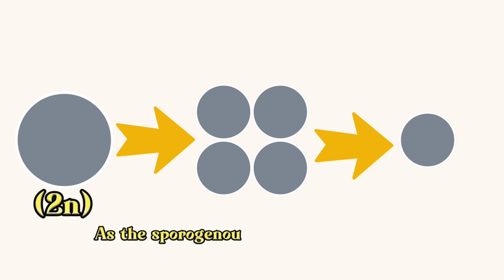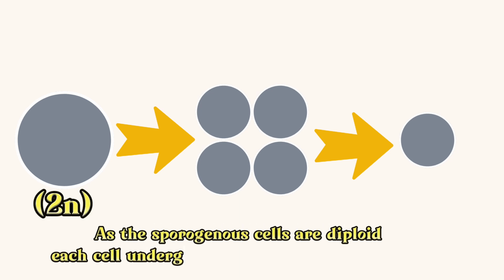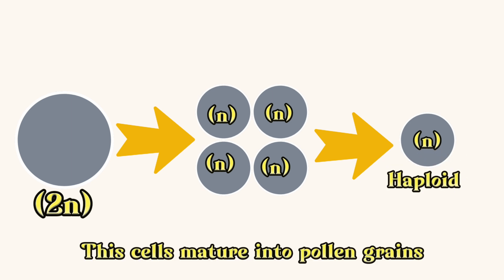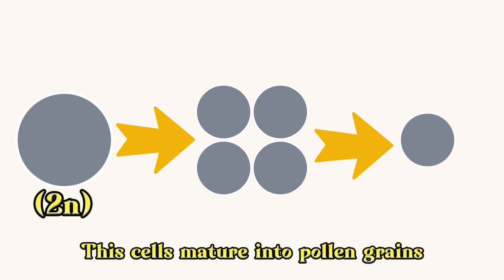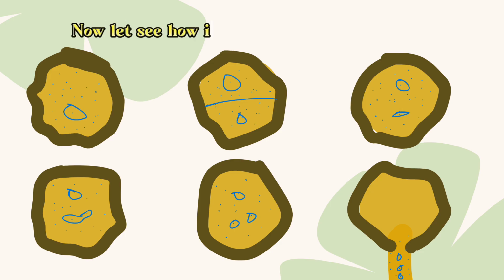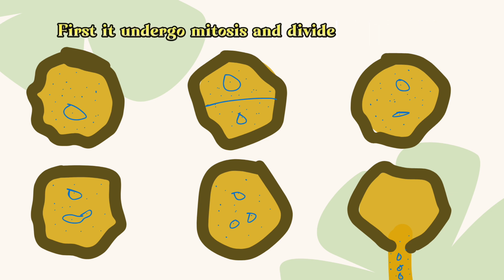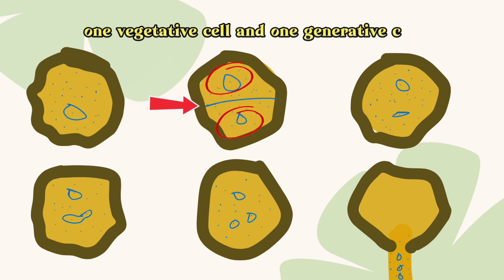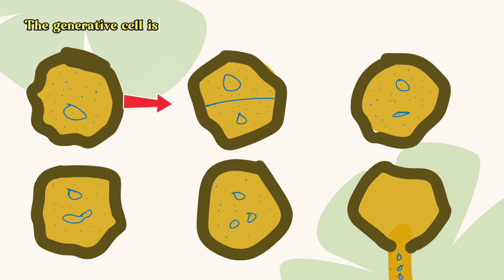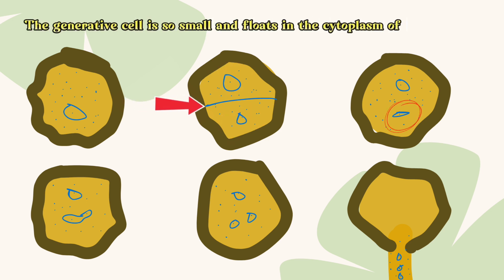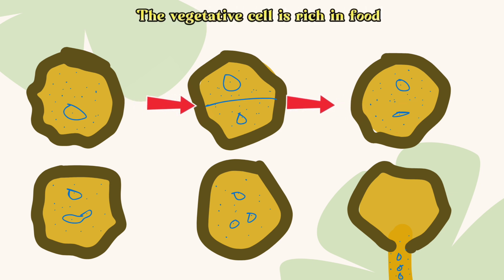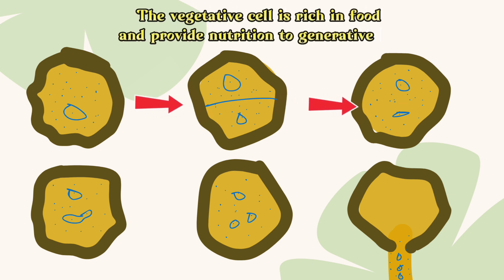As the sporogenous cells are diploid, each cell undergoes meiosis and becomes haploid. These cells mature into pollen grains. Now let's see how it develops into male gametes. First, it undergoes mitosis and divides into 2 cells: 1 vegetative cell and 1 generative cell. The generative cell is small and floats in the cytoplasm of the vegetative cell. The vegetative cell is rich in food and provides nutrition to the generative cell.